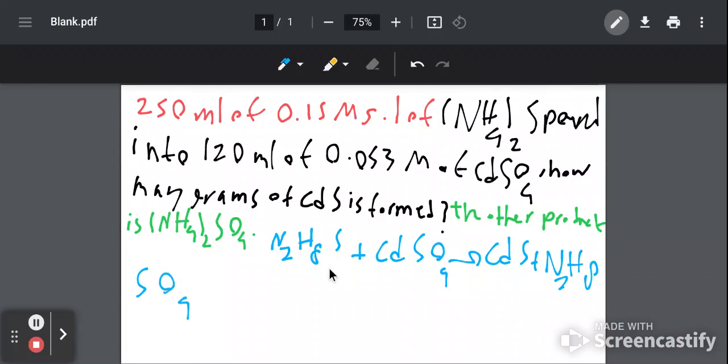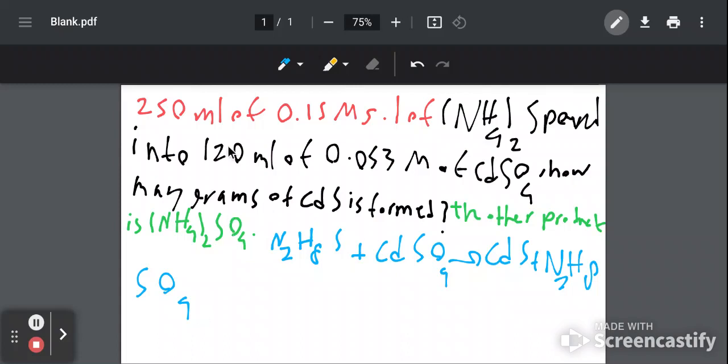Now, you have to make sure that this is balanced. And how do we make sure? We have N2 on the left and N2 on the right, that's good. We have H8 on both sides, so that's good. We have one sulfur on each side, one cadmium, and O4. So this equation, in fact, is balanced, so we can skip this part and go to the next part.